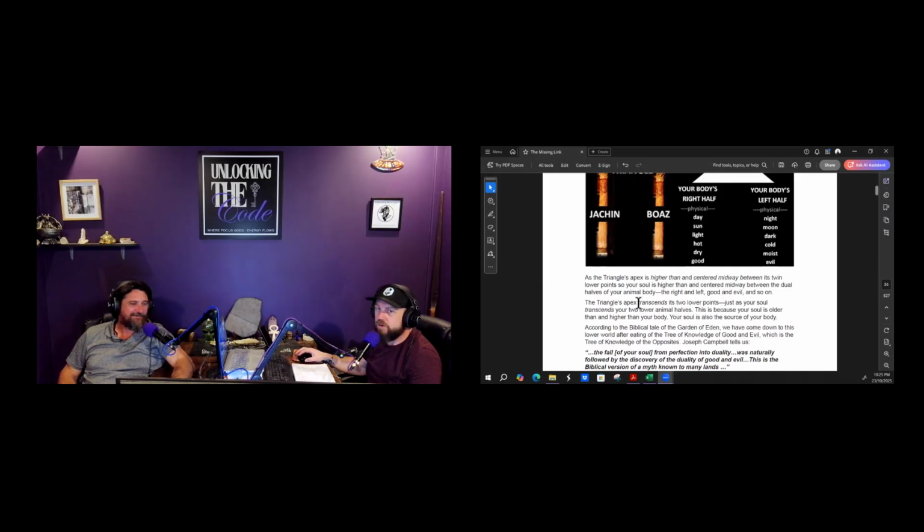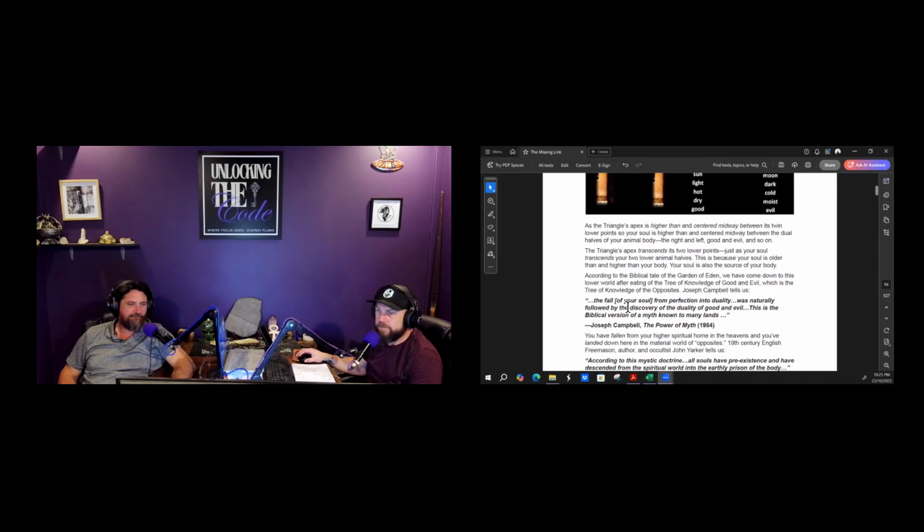As the triangle's apex is higher than and centered midway between its twin lower points, so your soul is higher than and centered midway between the dual halves of your animal body, the right and left, good and evil, and so on. The triangle's apex transcends its two lower points, just as your soul transcends your two lower animal halves. This is because your soul is older than and higher than your body. Your soul is also the source of your body. That's the source energy that animates us all. It's this part of the source.